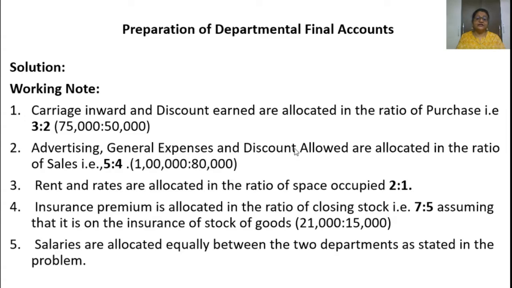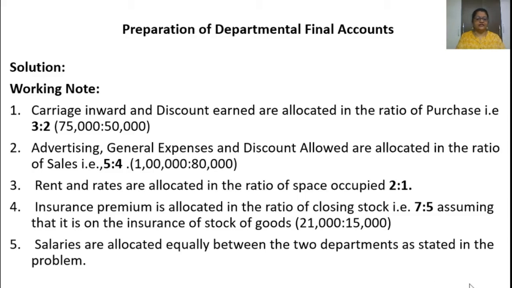Advertising, general expenses and discount allowed are directly related to sales. So the sales ratio is 5:4. Rent and rates are allocated in the ratio of space occupied, which is given as 2:1. Insurance premium is allocated in the ratio of closing stock, since insurance is on the stock, that is 7:5. Salaries are allocated equally between the two departments as stated in the problem. So we know how these expenses are to be allocated.